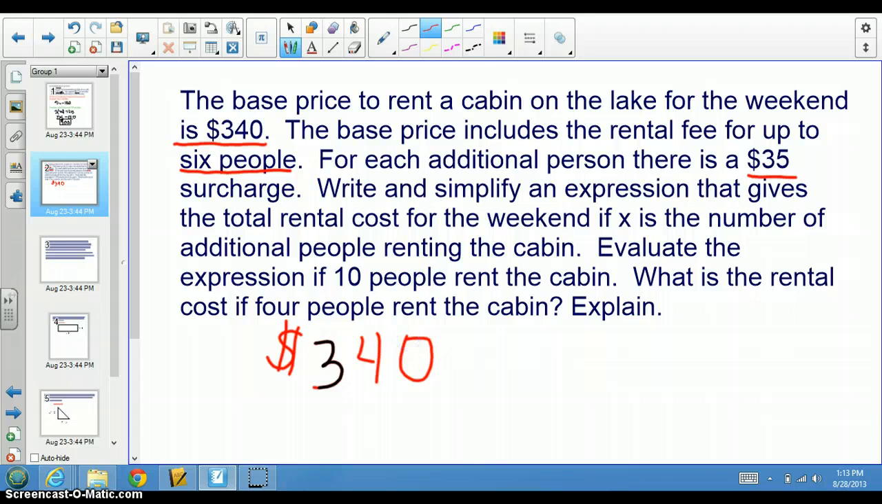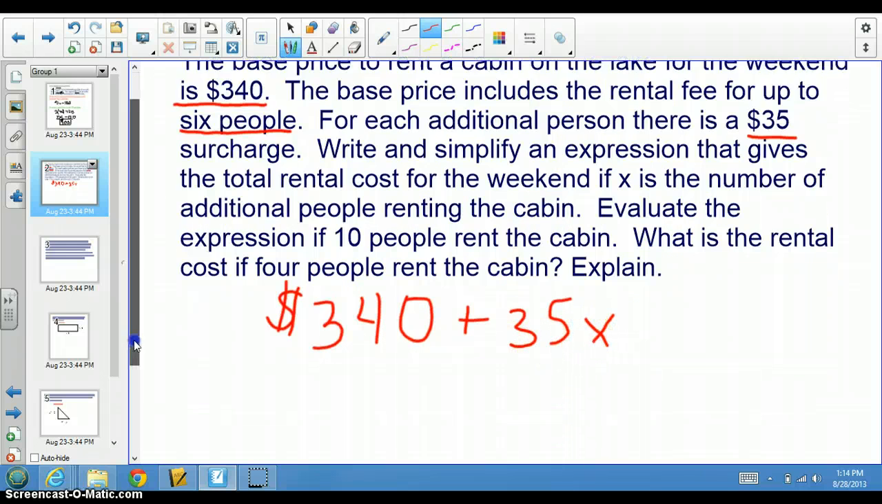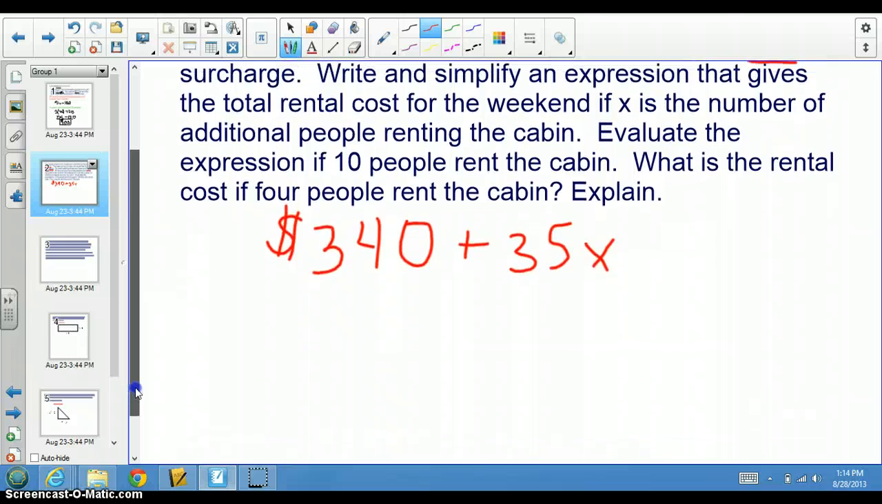Plus a surcharge of $35 per person if we take more than 6 people. That base charge, $340, includes a rental for up to 6 people. Now this is extra per person, so people that we take over 6 people. So there's our expression.